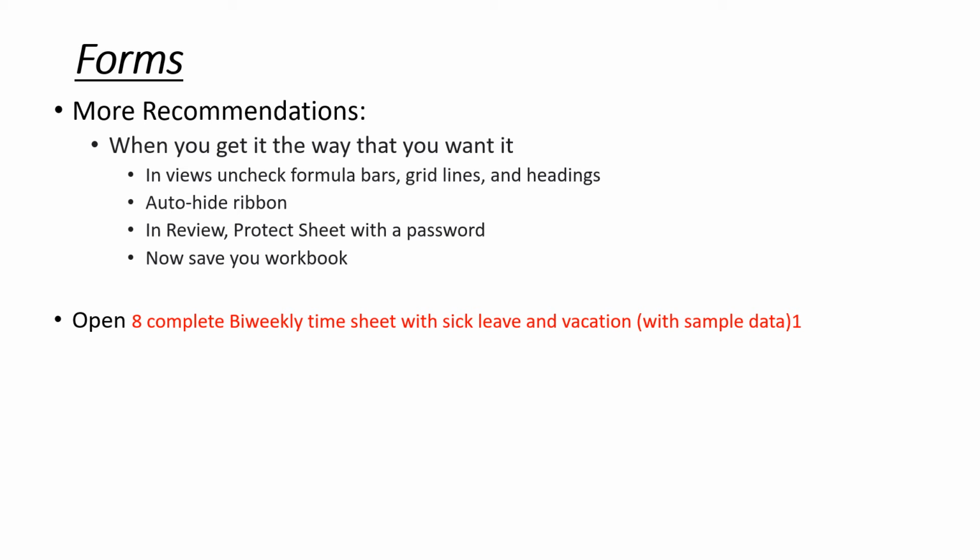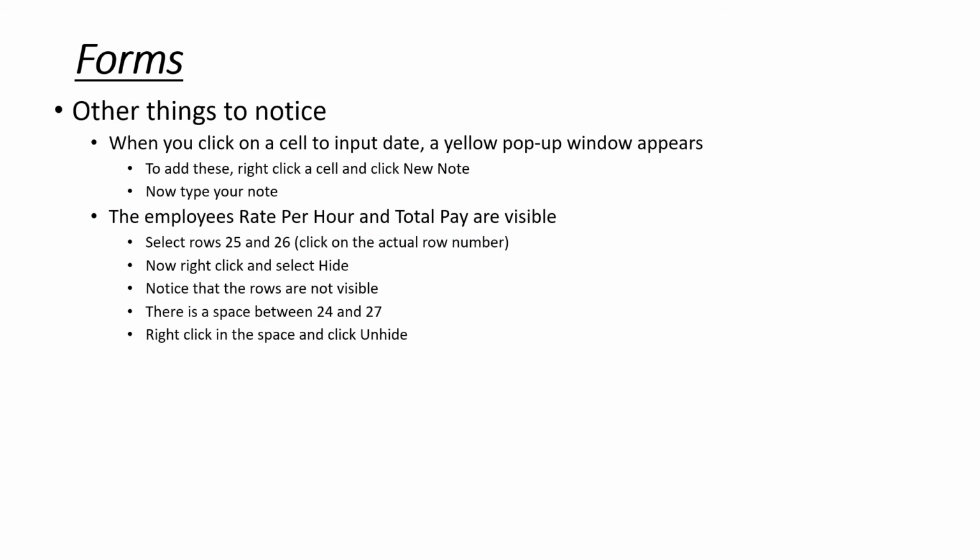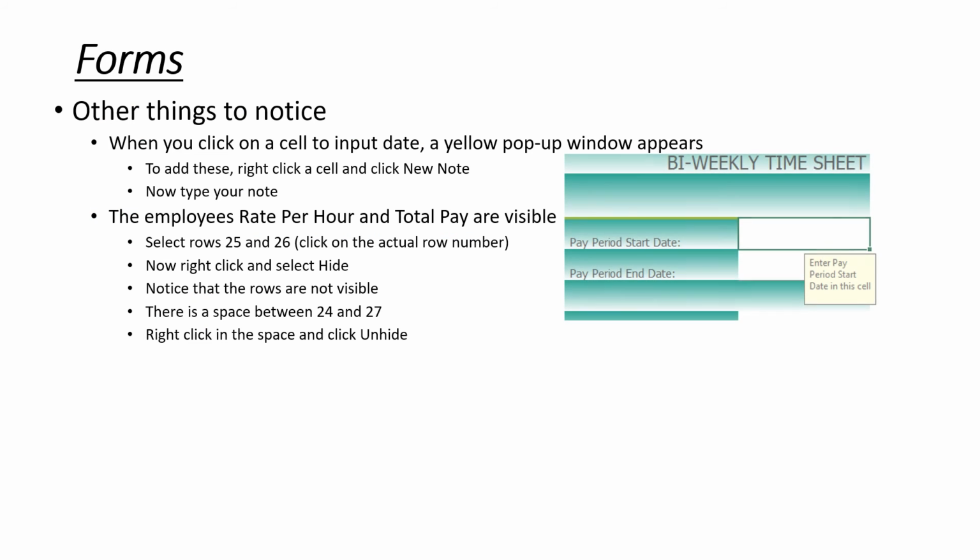Why don't we open sample 8, the biweekly worksheet with sick leave that's complete, and we'll take a look at it. This is what my final worksheet looks like. Check it out, review it. There's a couple of things that I've noticed here that we do want to look at. As you select different cells, you'll notice a little yellow window pops up.